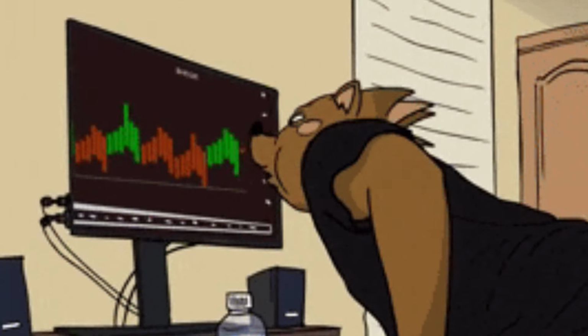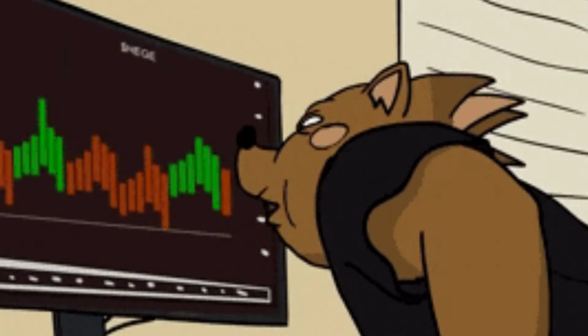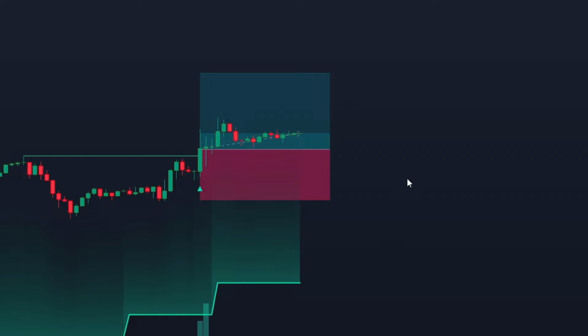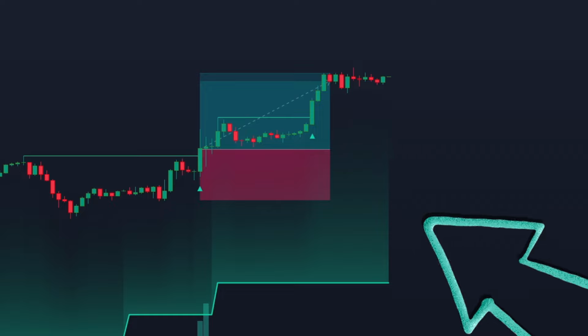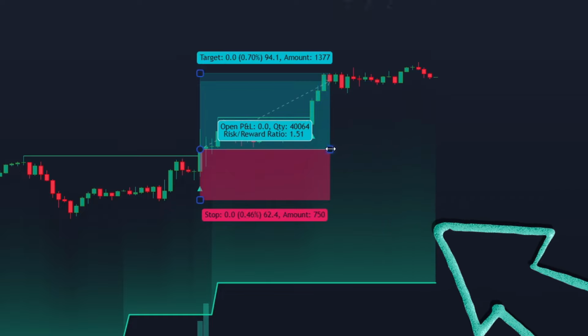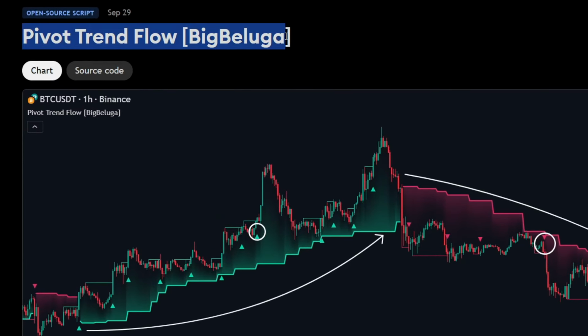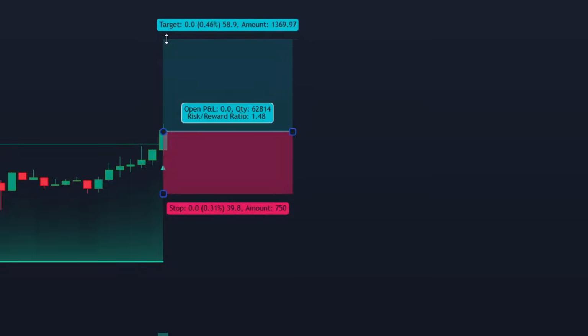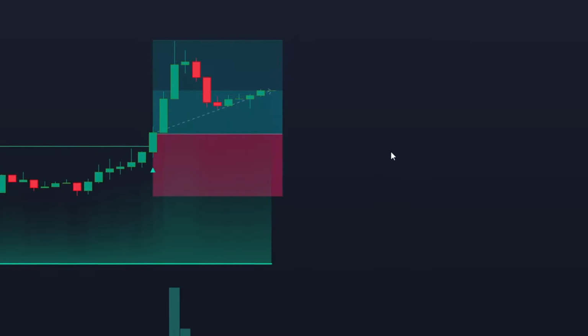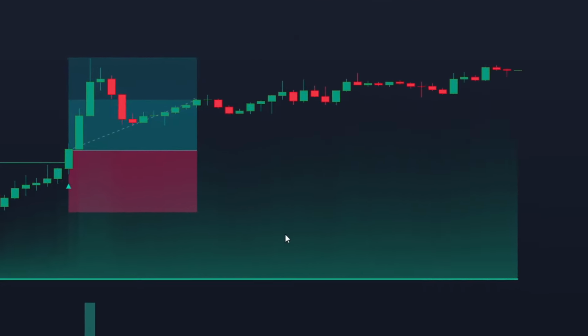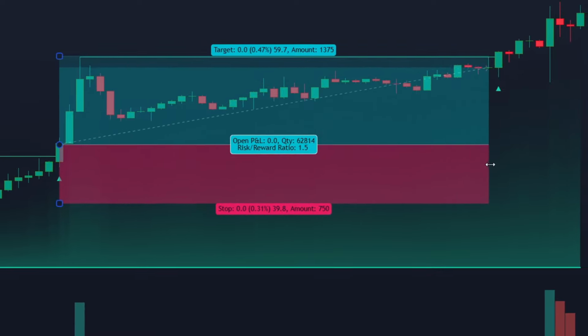You know how confusing market swings can be, right? One moment the price is making higher highs, the next it suddenly reverses and leaves you completely lost. Well, this indicator turns all that messy structure into something clear and simple. It's called the Pivot Trend Flow by Big Beluga, and it basically transforms chaos into an adaptive, smooth trend that actually reacts to what the market is doing in real time.